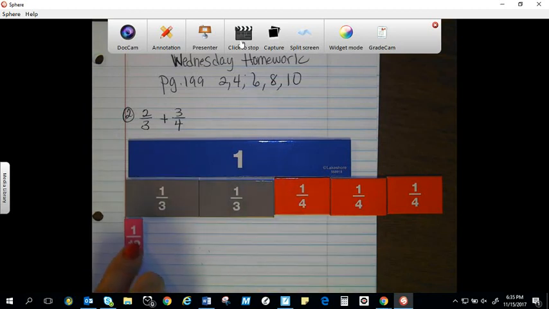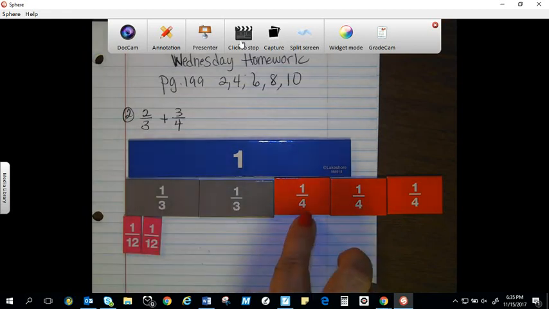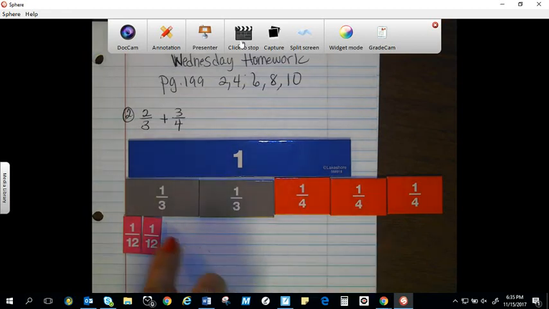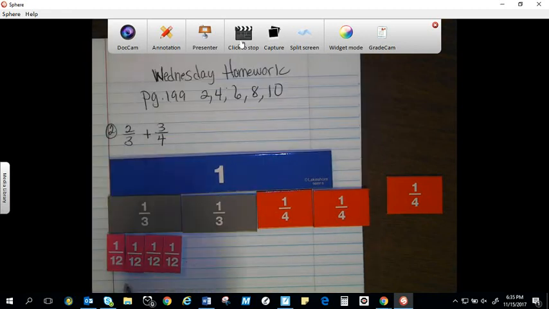So remember we were talking about taking our denominators and using them as an array. I know that 3 times 4 equals 12. So I'm going to try my 12ths. And I'm looking here and I have 4/12 is equivalent to 1/3. So I'm going to have my 4/12.